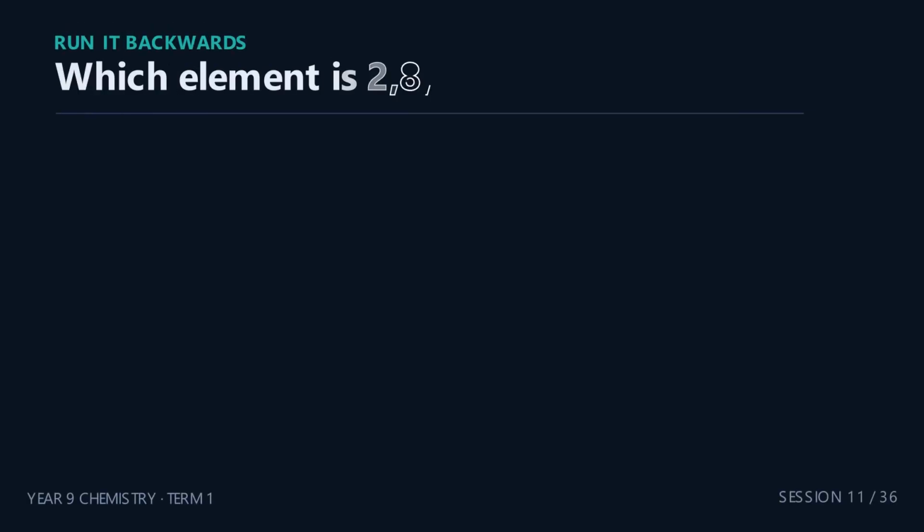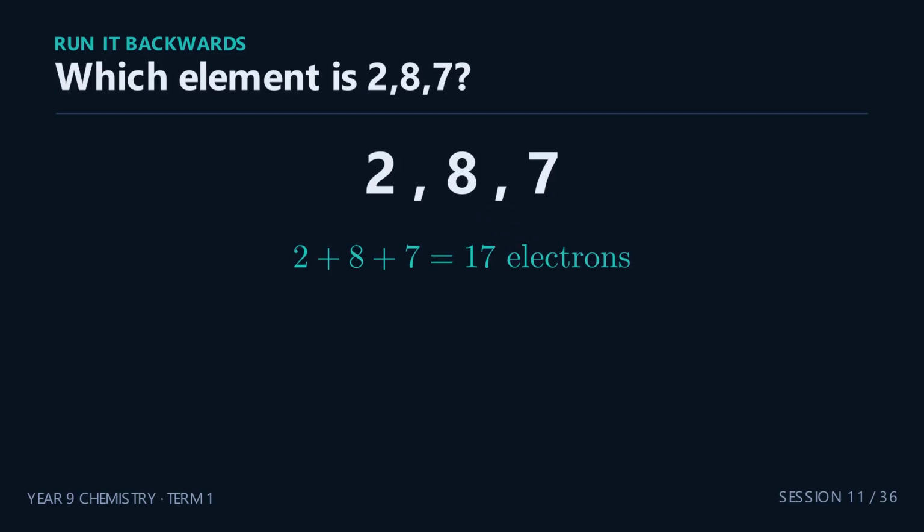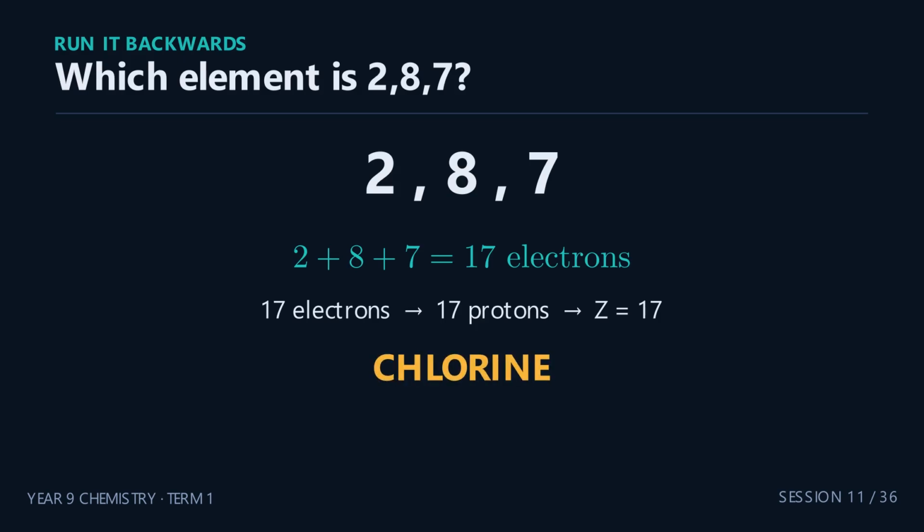You can also run the code backwards. Which element is 2, 8, 7? Add the electrons. 2 plus 8 plus 7 is 17. 17 electrons means 17 protons, and atomic number 17 is chlorine. So a configuration is never anonymous. The total always names the element.